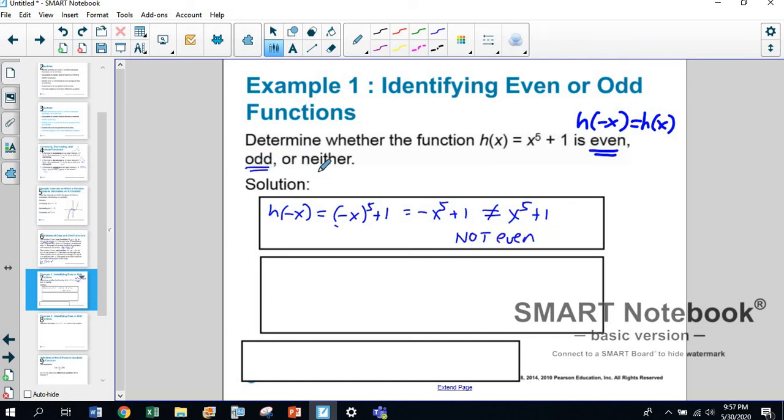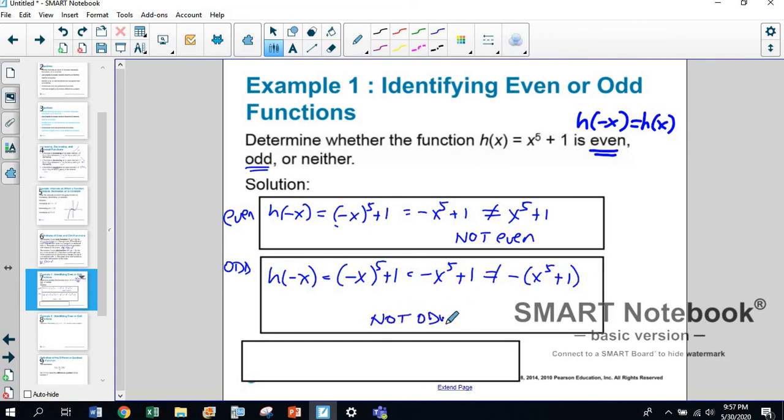Well, how do we test odd? So this was for even. What's odd? Odd is h of minus x equal to the opposite of h of x. And again, you get the same thing when you plug it in. You get negative x to the 5th plus 1. Is that equal to the opposite of x to the 5th plus 1? Well, no, it's not, because if you factor the negative out here, you get negative x to the 5th minus 1, which is not the same as this, and so it's also not odd. Well, so what does that mean? That means it's neither. h is neither odd nor even.